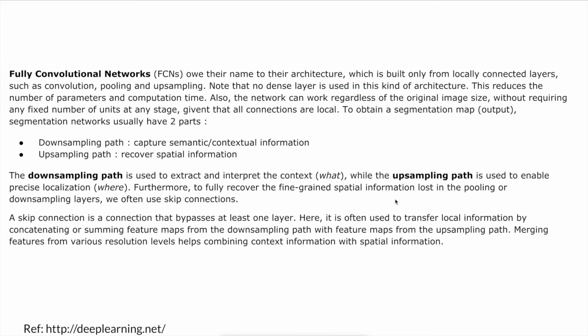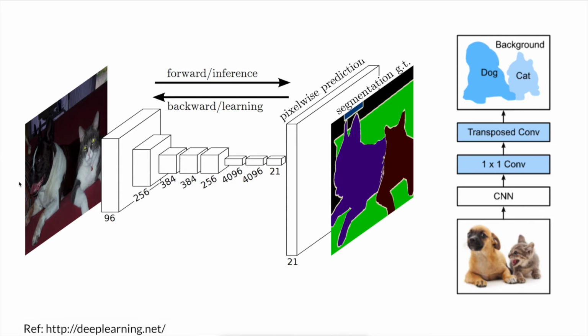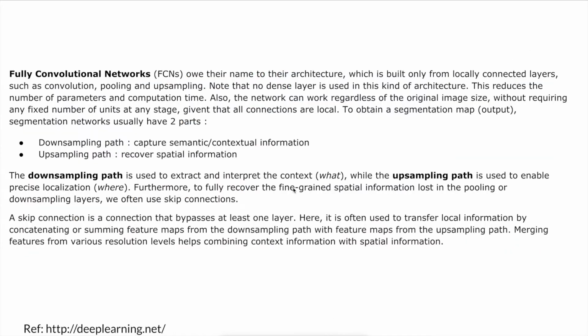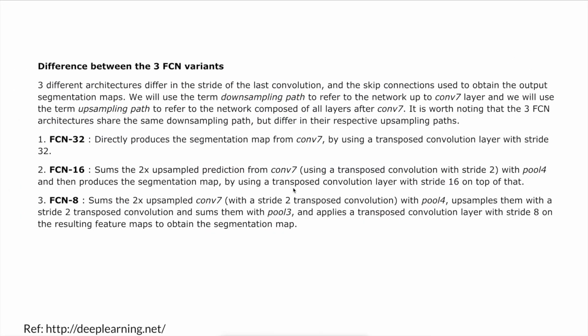Now I will go through the FCN variants and how FCN looks. As I already explained, in FCN, for a use case such as segmentation, there are two parts: one is downsampling and the other is upsampling, where we upsample using transpose convolution. Now I will go through the different variants of FCN. The different variants are divided by where we use the transpose convolution and what kind of stride size we are using.